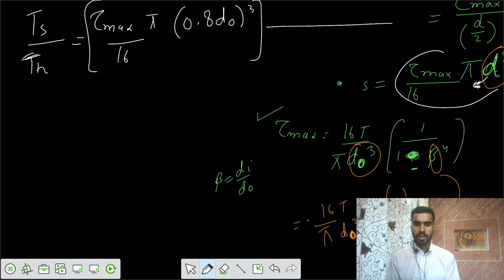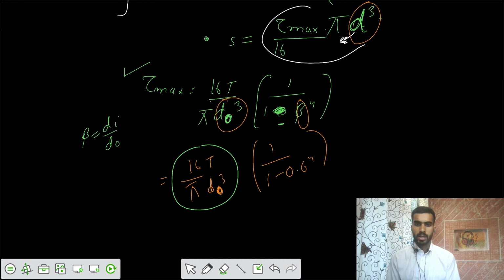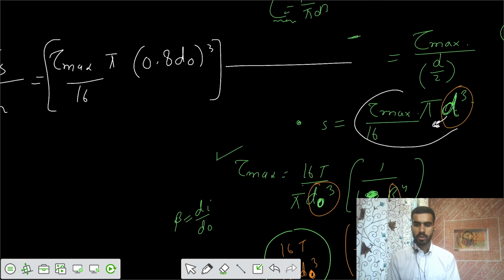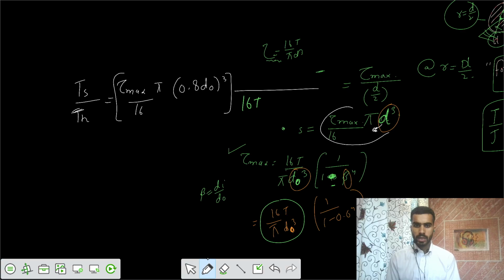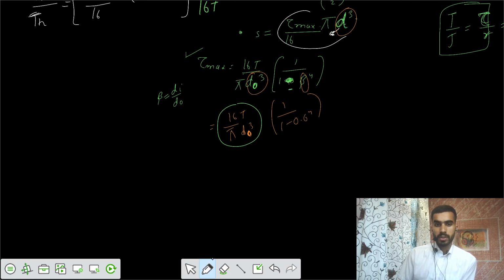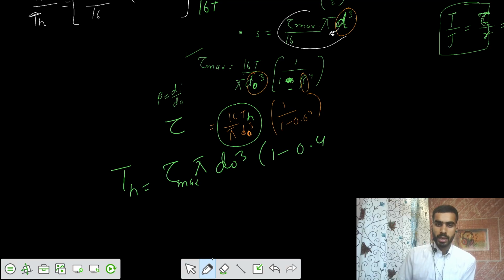So I can write the second part. Now we have this one, 16t upon pi d outer cube. Yeah, this was in terms of tau. So I need to say the value of t hollow would be equals to tau max times pi d outer cube times 1 minus beta power 4 divided by 16. So I got this one now.